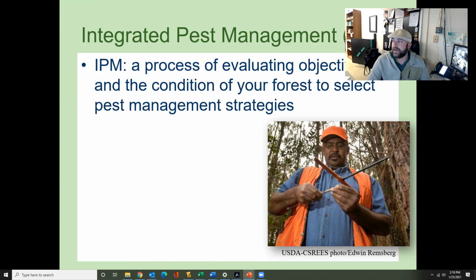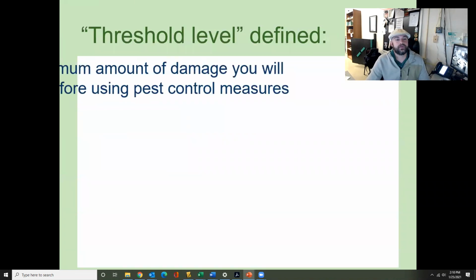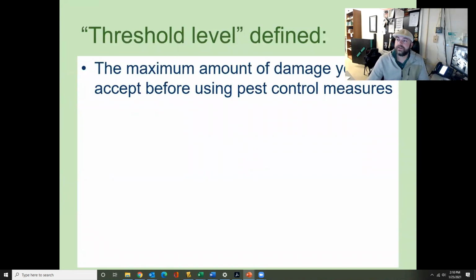So an IPM is a process of evaluating objectives and the condition of your forest to select pest management strategies. An IPM requires knowing your forest, knowing which insects and diseases may harm your trees. Your threshold level is defined as the maximum amount of damage you will accept before using pest control measures.